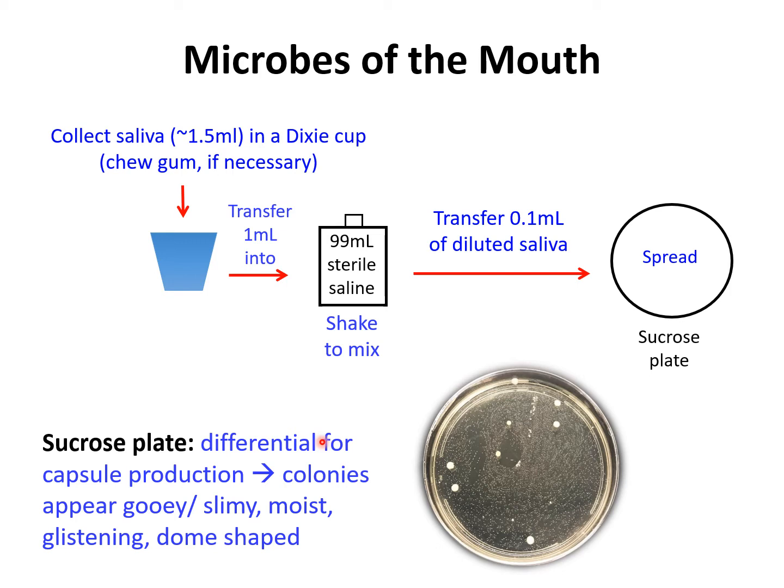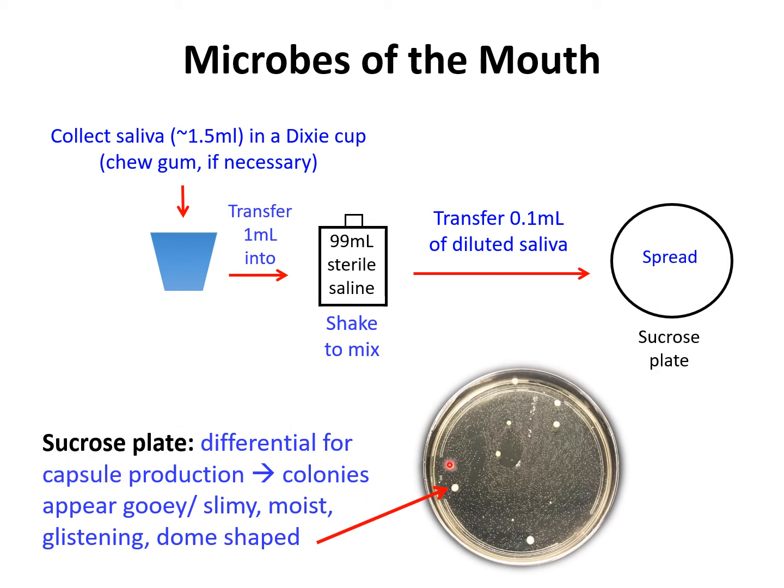The sucrose plate is actually a differential plate. It's going to help us figure out the colonies of bacteria that are able to produce capsules or not. So the colonies, these ones right here, these large white colonies that you are seeing, and when you zoom in on them, you're going to notice that they have a slimy, moist, glistening look. Those are the ones that do produce capsules.